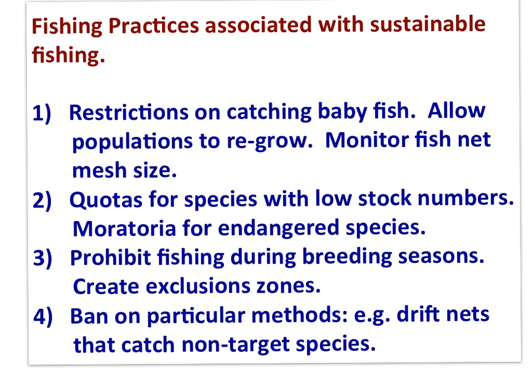Fishing practices associated with sustainable fishing would be having restrictions on catching young fish, allow populations to regrow, monitor fish net mesh size. There should be quotas for species with low stock numbers, moratoria for endangered species, prohibit fishing during breeding seasons, create exclusion zones where no fishing is allowed. There can be a ban on particular methods such as drift nets that catch non-target species.